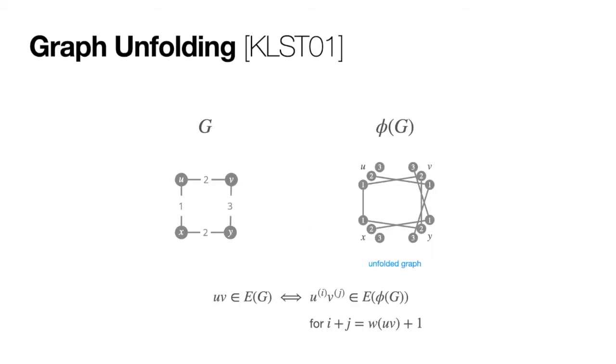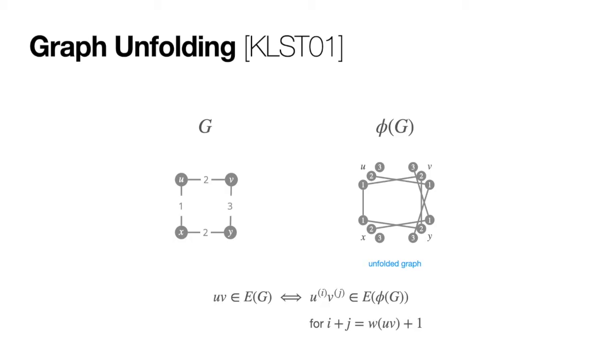The final ingredients we'll need are graph unfolding and refolding. Let me start with unfolding. Given a weighted graph G, we form the unfolded graph, denoted phi of G, as follows. First, we make W copies of every vertex.